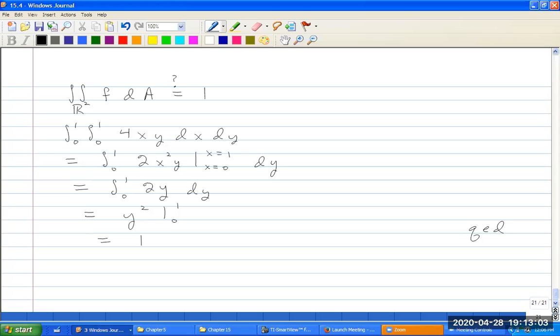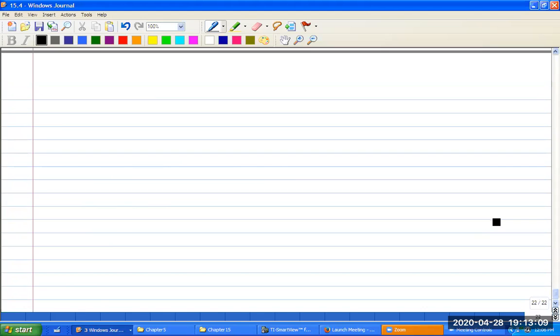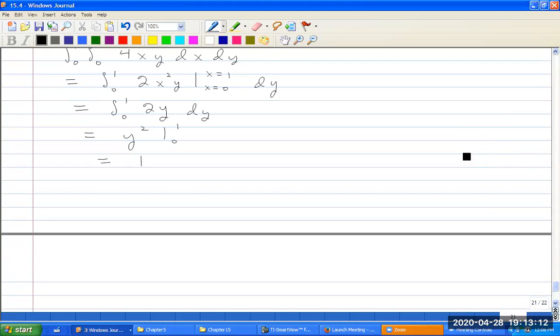Okay. Oh, and of course, there's actually one other thing. It's sort of a trivial thing, but maybe I should write it down. f is always greater than or equal to 0, by definition. That was a trivial condition. Okay, so now it is a probability density function.